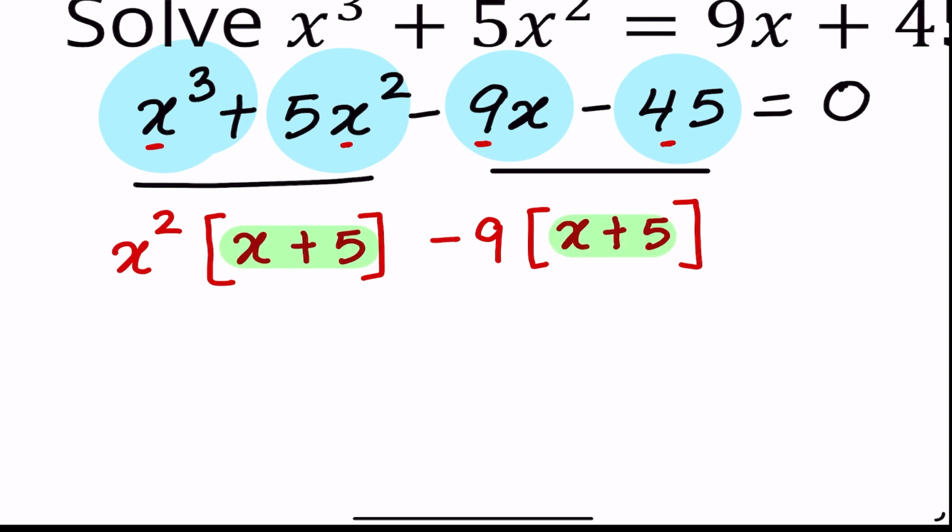The factors should be the same. If not, that means you made a mistake. Okay, that's how you check. And that's equal to 0. I forgot to put that.